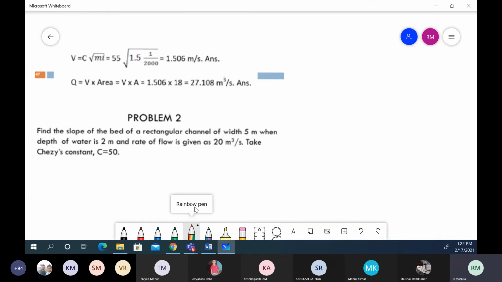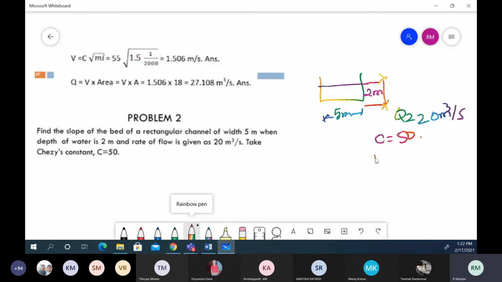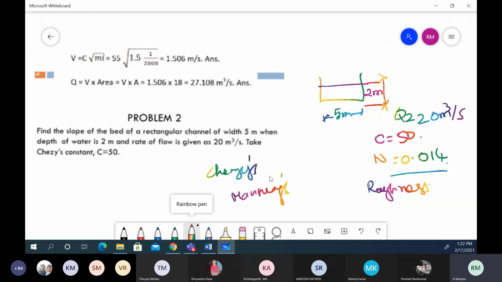Find the slope of the bed of the rectangular channel of width 5 meter, when the depth is 2 meters. And the rate of flow Q is equal to 20 meter cube per second. Take C is equal to 50. Similarly, N is equal to 0.014. This is Manning's roughness coefficient. Now I want you to calculate what is the bed slope using Chezy's and Manning's formula. Quickly do it and tell me.